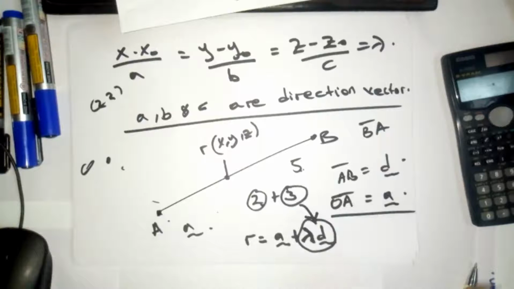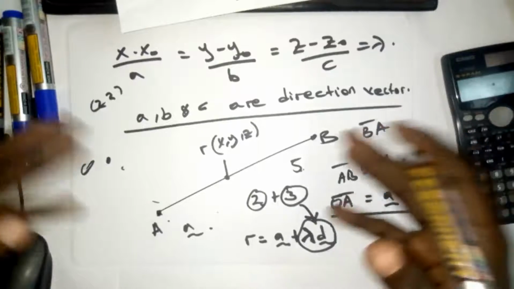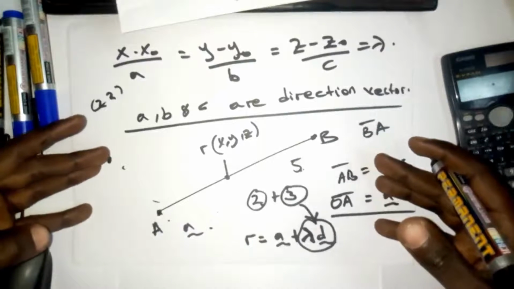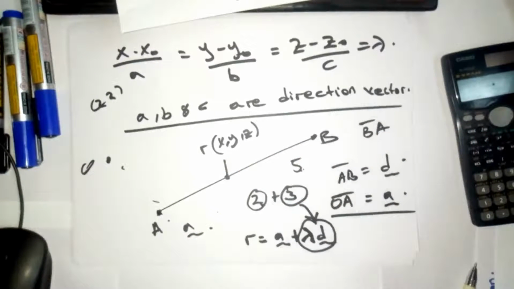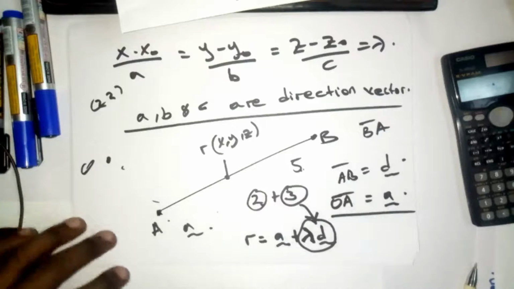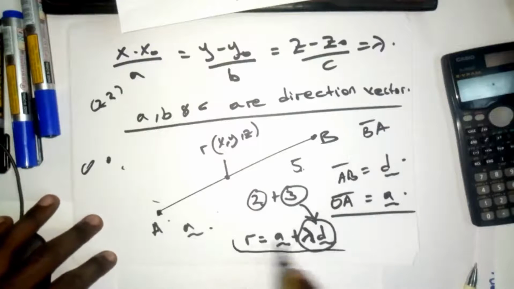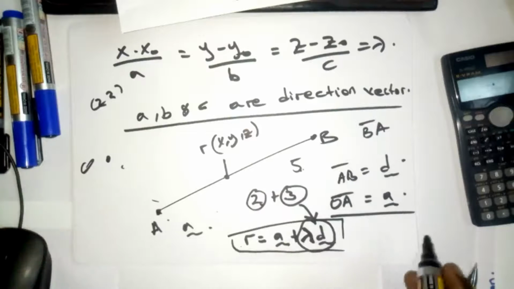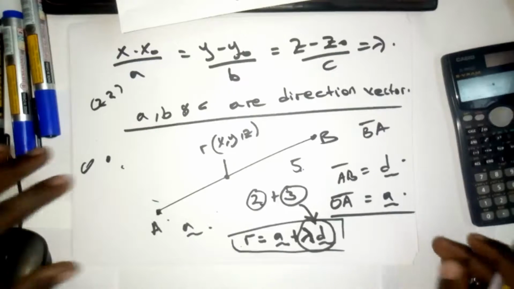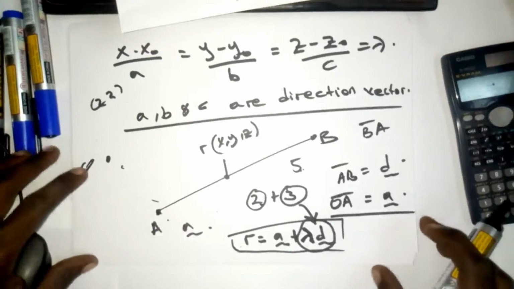I think it is making some sense. Anyway, you don't need to cram all this. You don't need to understand much on this. If you have understood, it is okay. If you have not understood, please just forget everything and just go with the formula that r is equal to a plus lambda d. We shall know how to apply the formula. Let us stop here.